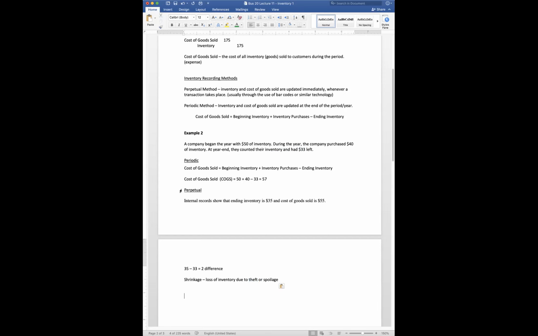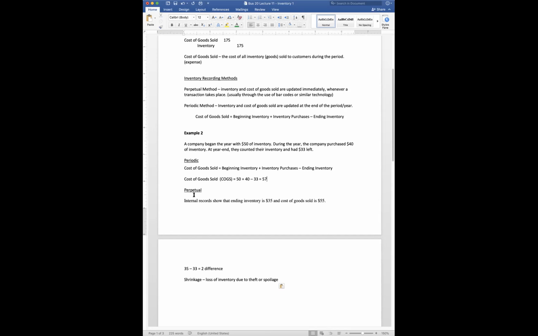Okay, so under the perpetual method, we know that there's $2 missing, so we have $2 of shrinkage. What about under the periodic method? Are we missing $2 under the periodic method? Well, yeah, it's the same company, right? We are missing $2. But the difference is that under the periodic method, we don't know that. We have no idea that inventory is missing.